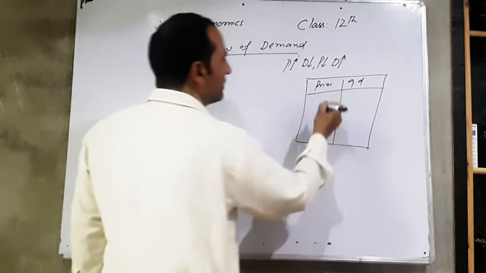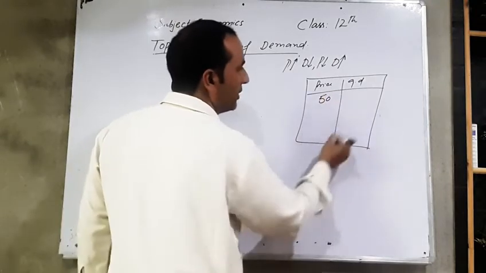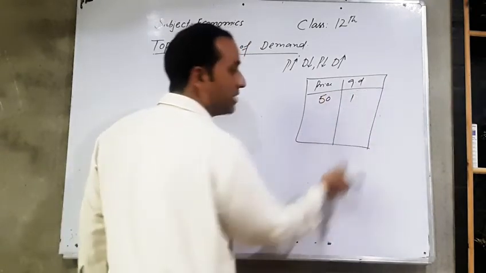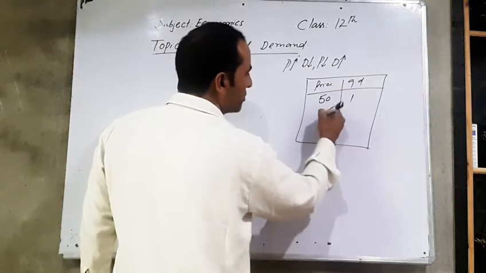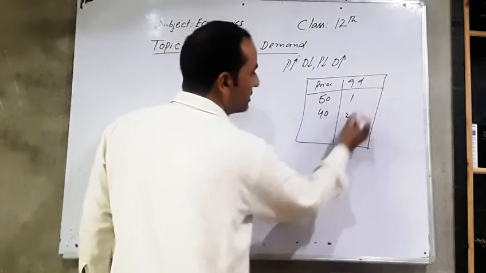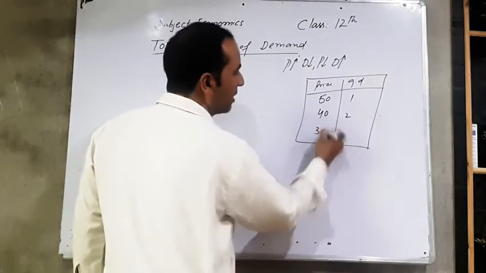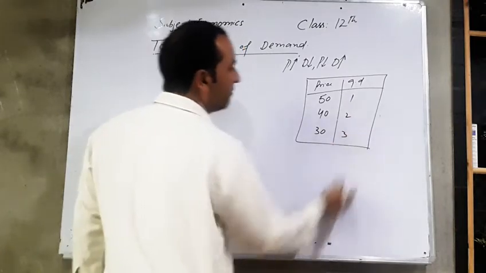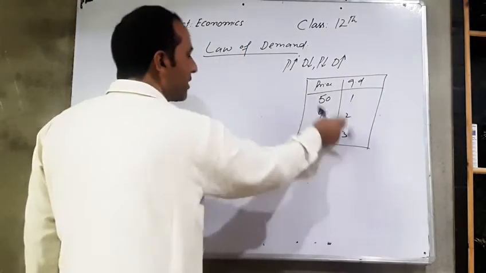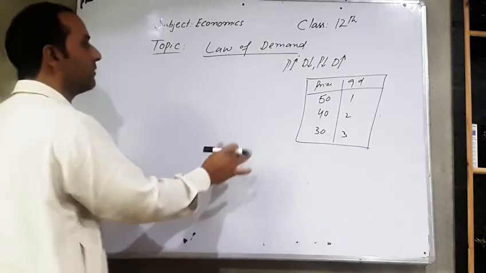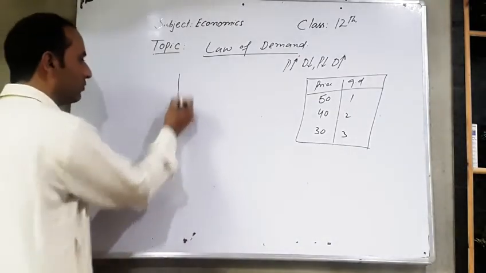I told you earlier that when the price of milk is, for example, 50, a consumer demands 1 kg of milk. When price falls to 40, demand is 2 kgs of milk. And when price falls to 30, he demands 3 kgs of milk. Now when price falls, demand rises. So this can be explained with the help of a demand curve.